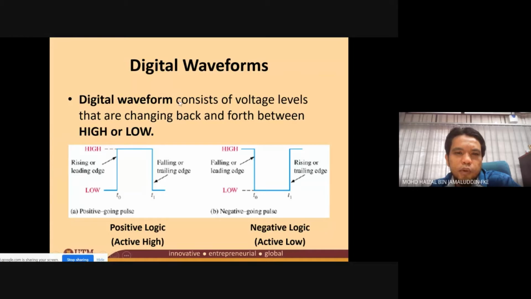So this digital waveform is 1010. They are always changing between high and low. For example, from low to high we have what we call the rising or leading edge, and from high to low we call this a falling or trailing edge. For the negative going pulse, you have the falling edge first and then rising later. This is the difference between the positive or active high, and this one is for active low.